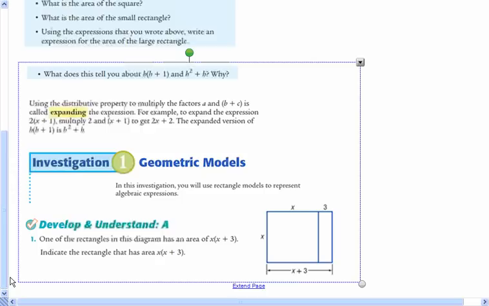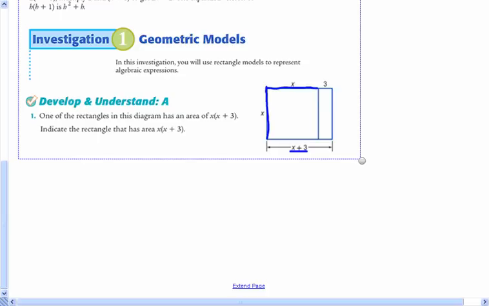And the idea here is we're going to use geometric models to try and figure out how to simplify expressions when you're multiplying a variable by itself. All right, so check out this diagram. We have a rectangle, and the height of the rectangle is x, as you can see right there. And the length of the rectangle is x and then 3 more than that. So we can just write that as x plus 3.